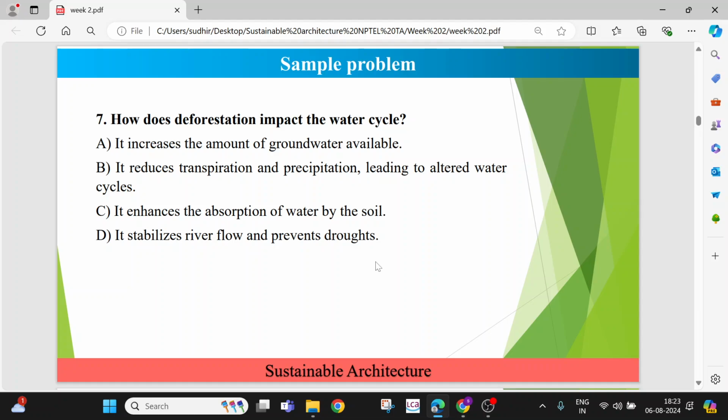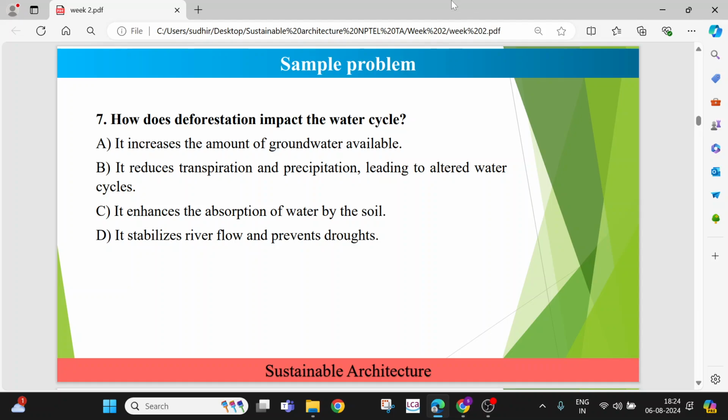Since all of you know that deforestation decreases transpiration, which is also referred to as the release of water from the plants, and precipitation also, which disrupts the water cycle by reducing the amount of water returned to the atmosphere and affecting the local climate patterns. That's why option B will be the correct answer for this question number 7.